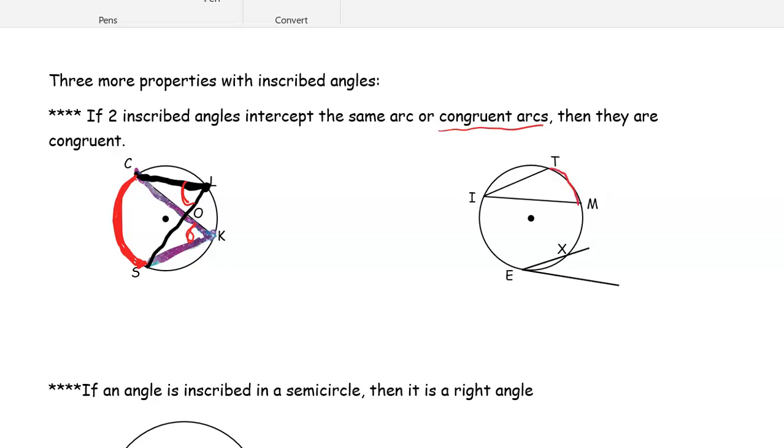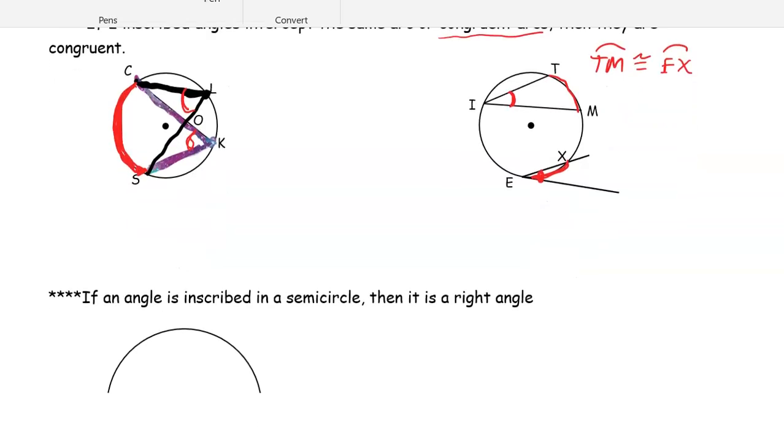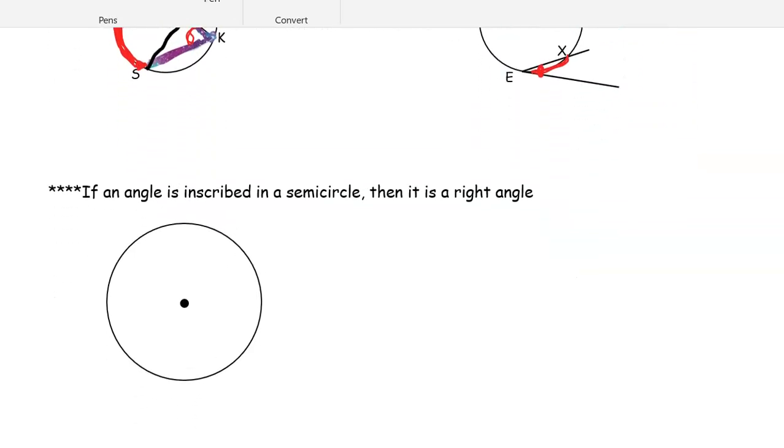if I were to tell you that arc TM is congruent to arc EX, then what that would guarantee is that the angle here and the angle here would also have to be congruent. All right, I think it's kind of obvious, hopefully not too bad.